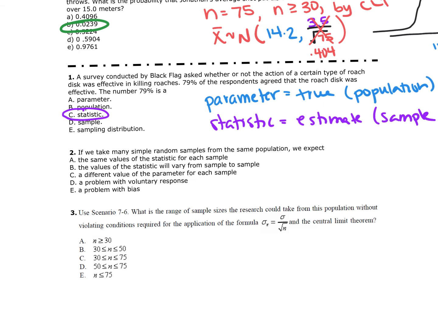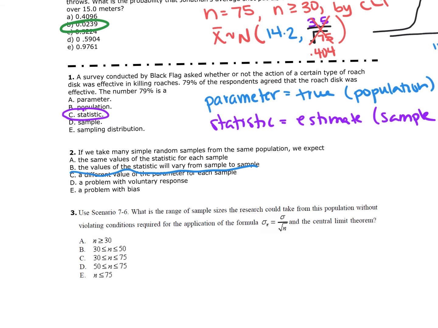We also don't expect the same values of the statistic for each sample because the statistic is based on the sample that you take. D and E are not going to actually talk about this problem. So my only answer here left is going to be B, and that's because the values will vary from sample to sample. We talked about that. That's called sampling variability.